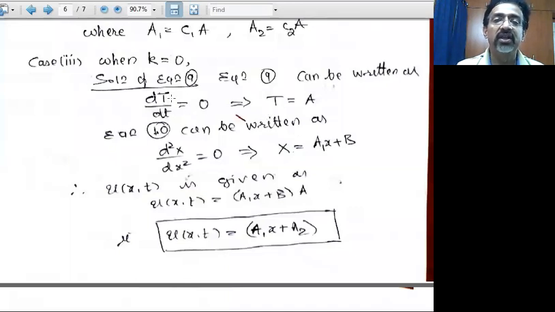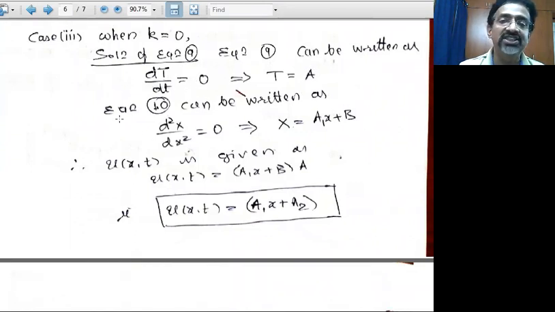The solution is, dT/dt is equal to 0 means what? The solution T must be a constant. Right? T must be a constant. That's all. If I differentiate T with respect to small t, I get back 0. So T must be a constant. That is my first equation. And d squared X by dx squared is equal to 0.